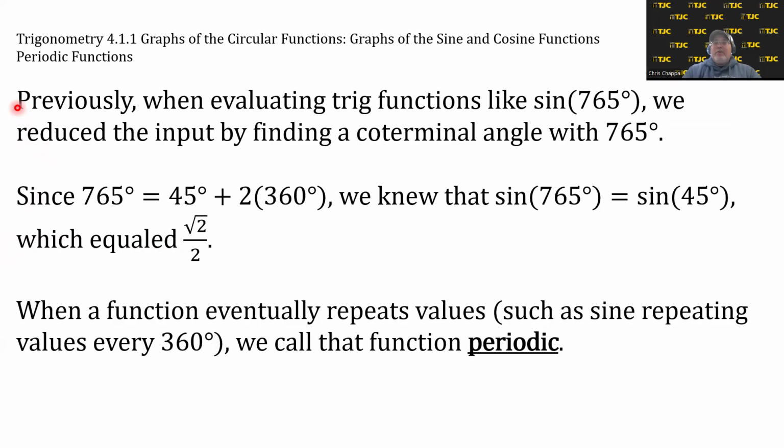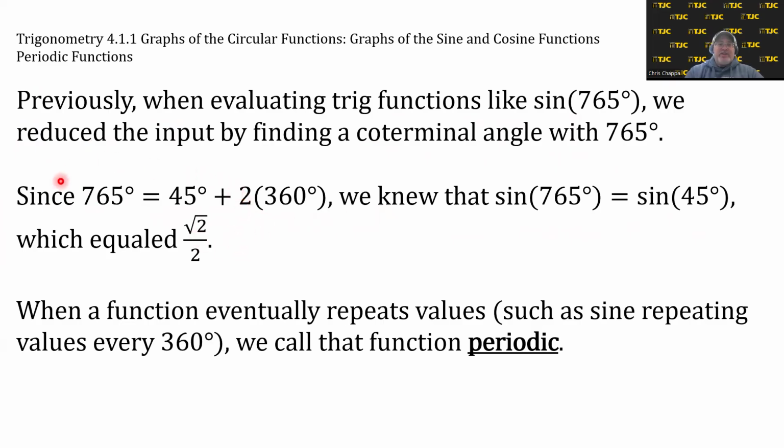Previously, when evaluating trig functions like sine of 765 degrees, we reduced the input by finding a coterminal angle with 765 degrees. Since 765 degrees equals 45 degrees plus 2 times 360 degrees, we knew that sine of 765 degrees equals sine of 45 degrees, which equals square root of 2 over 2.